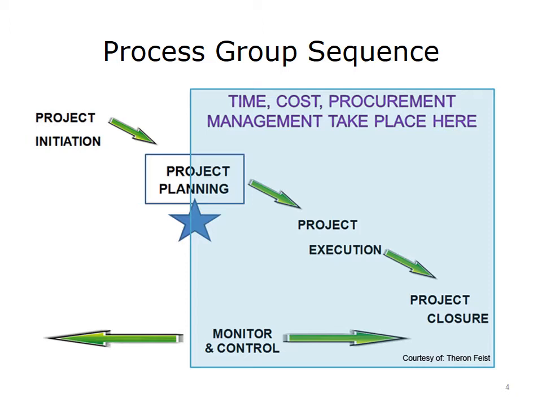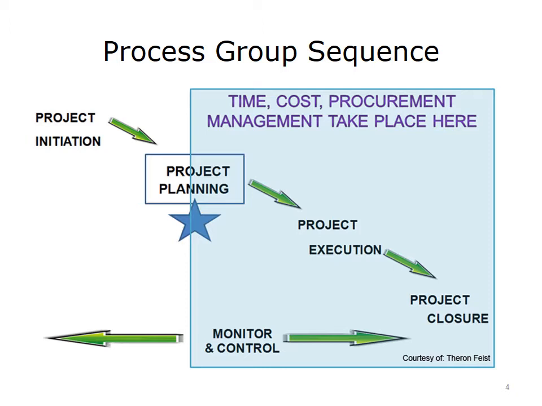Initiating processes are performed to define a new project or new phase of an existing project. A project charter is created, stakeholders are identified, and the project is started. Planning processes are performed to define the scope and objectives of the project and develop plans to accomplish the objectives. During project planning, the project management plan and project documents are developed that are used to perform the project.